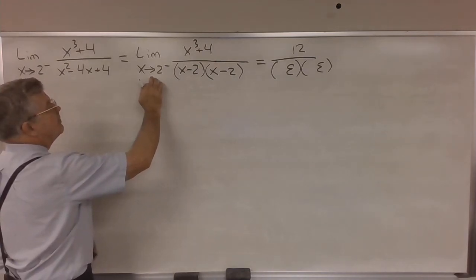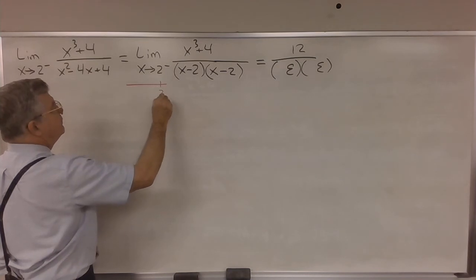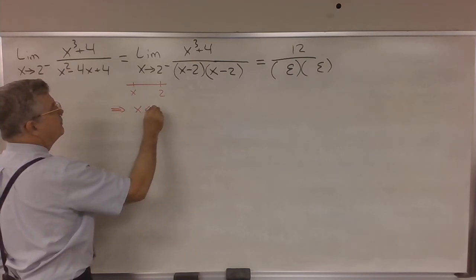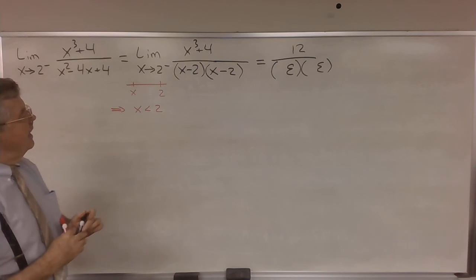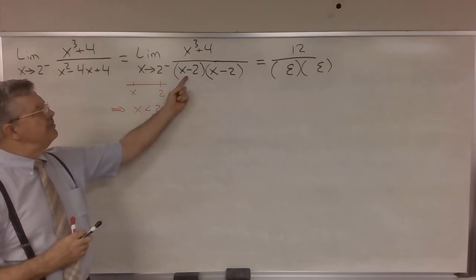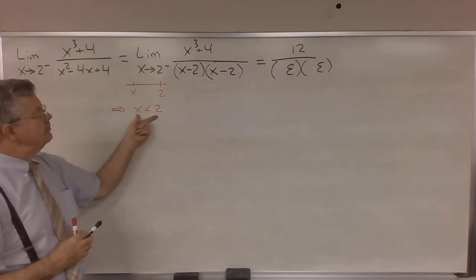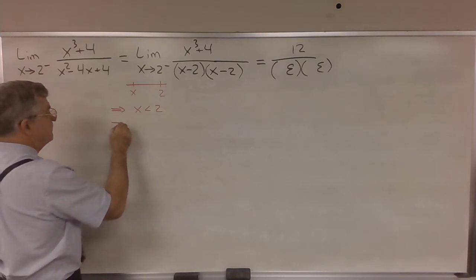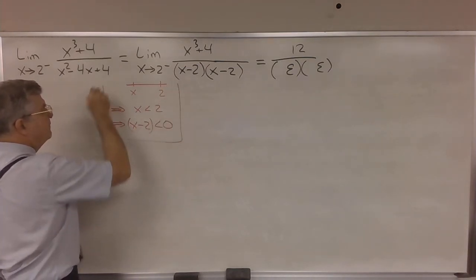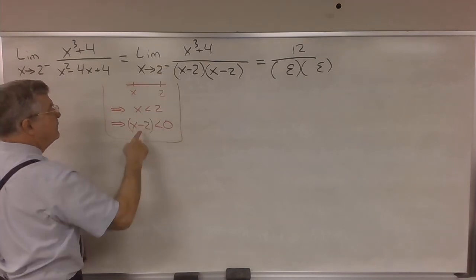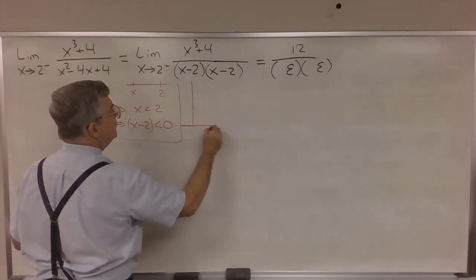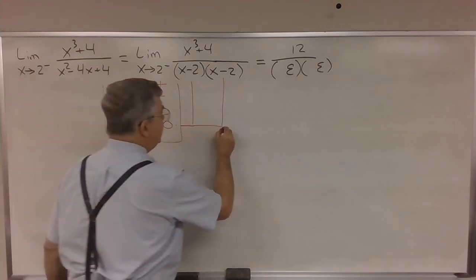X approaches 2 from the left, which means that x is to the left of 2 on the number line. So that means x is less than 2. And I want to convert this to an inequality that tells me about x minus 2. So I can do that by subtracting 2 from both sides. And there I have it. As x approaches 2 from the left, x minus 2 is negative. So both of these factors are going to be negative epsilon.